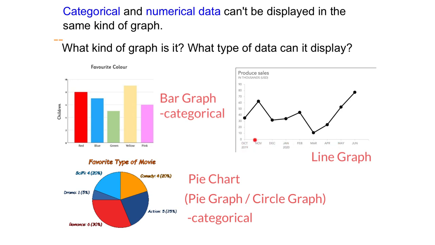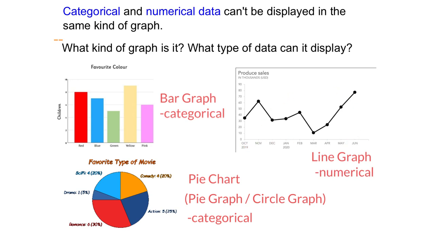In between the start of October and the start of November, you can have 31 days. You can break that down into weeks, hours, minutes, seconds, and smaller than that. So we have a continuous scale of time, numerical data for a line graph.